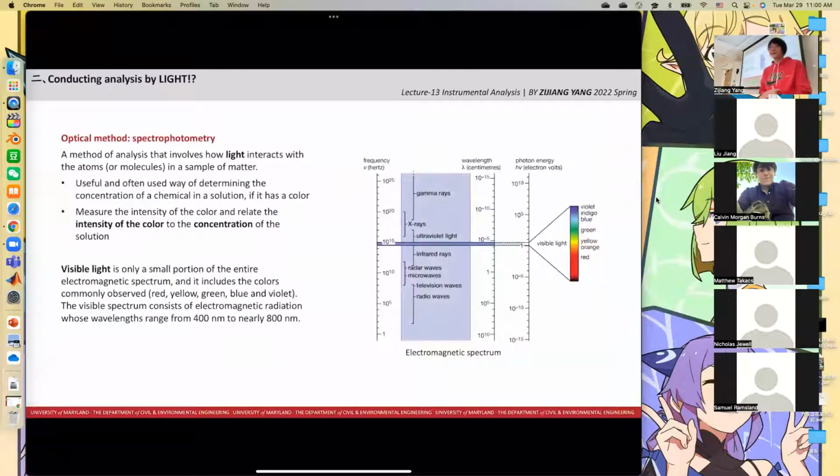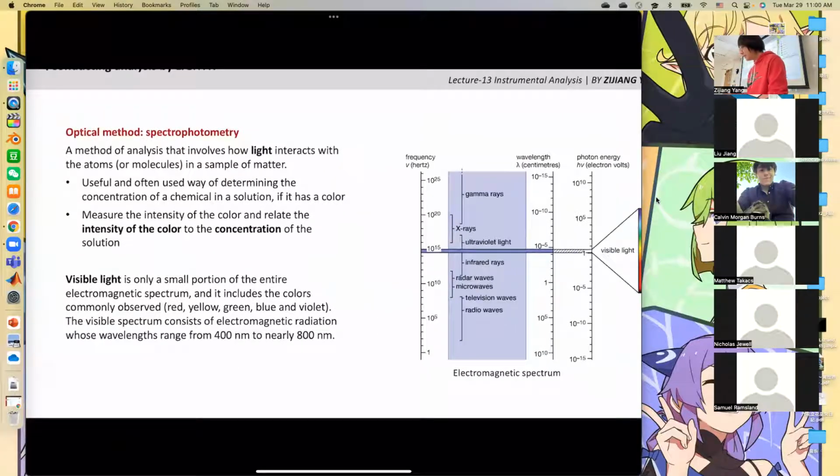So first, let's look at the optical method, because we are also going to use similar instruments in our lab. The optical method is also called spectrophotometry. This is a method of analysis.